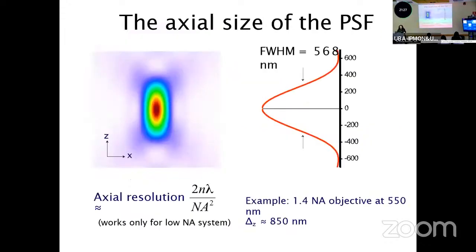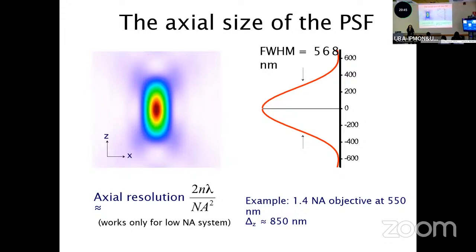Okay, because this is not just 2D, right? We're looking at a volume. We can look at the axial resolution of the point spread function, and the full width half max here is around 568 for this example. For the axial resolution, we have 2nλ, which is dependent on the wavelength, divided by the numerical aperture squared. So if we have a 1.4 numerical aperture objective at 550 nanometers, our axial resolution will be 850 nanometers.